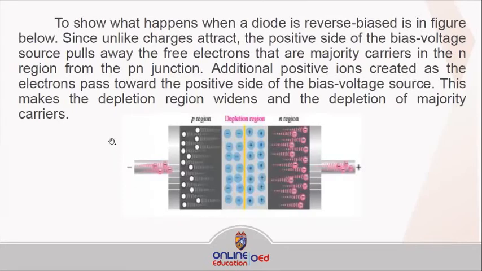Okay, ang nangyayari dito, since unlike charges attract, the positive side of the bias voltage source pulls away the free electrons that are the majority carriers in the N region from the PN junction. Then additional positive ions are created as the electrons pass toward the positive side of the bias voltage source. Then this makes the depletion region widen and causes the depletion of the majority carriers. Okay, ganun yung nangyayari.